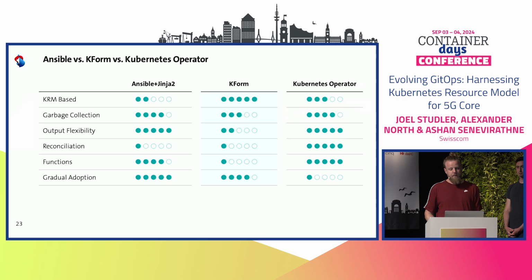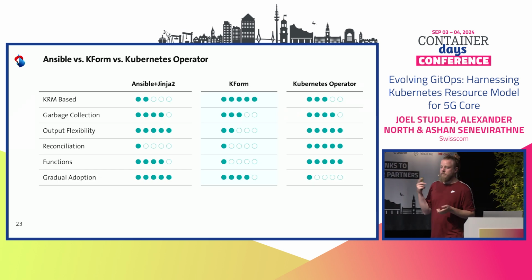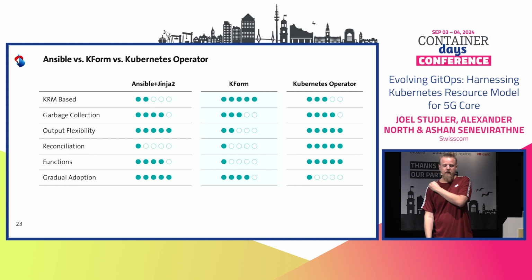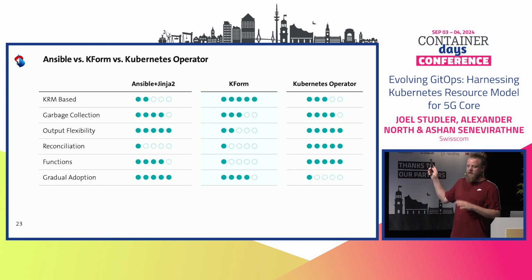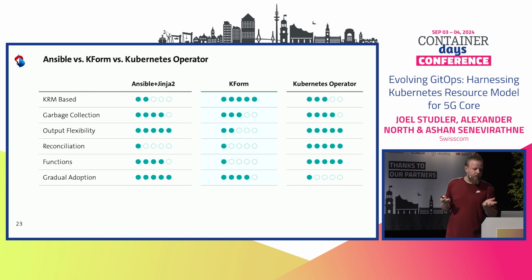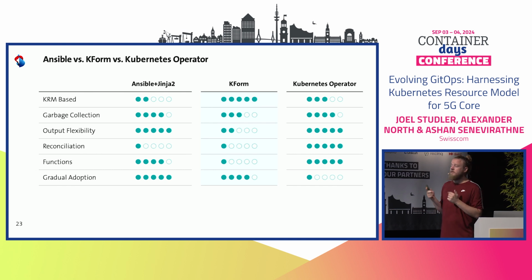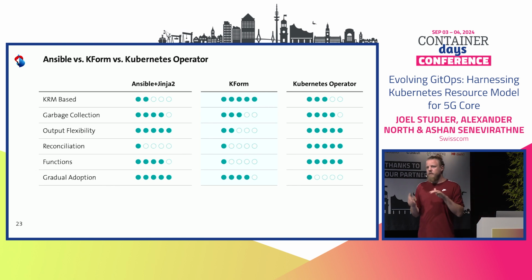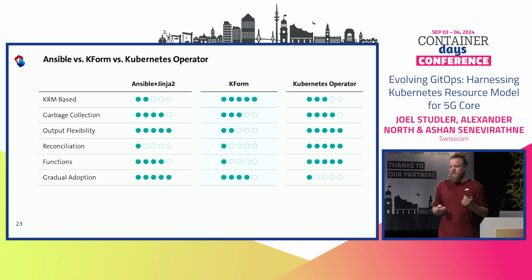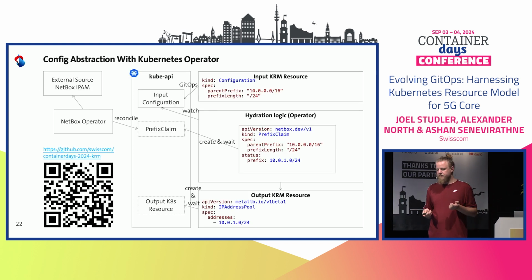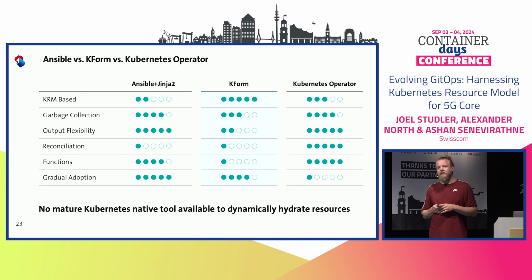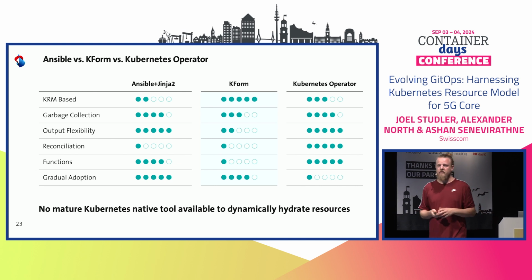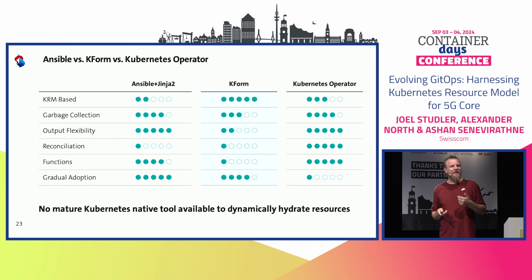So you've seen 3 different solutions: Ansible with Jinja, templates kform, and the Kubernetes operator. This rating, I won't go into details, but what I think is important to note is that there are certain advantages and disadvantages with each solution. We've also looked at KPT, Crossplane, Helm. There are plenty of tools available to do certain things, but what's important for us to note here is that there's no mature Kubernetes native tool available for this config hydration. And that's probably the bottom line of this talk.